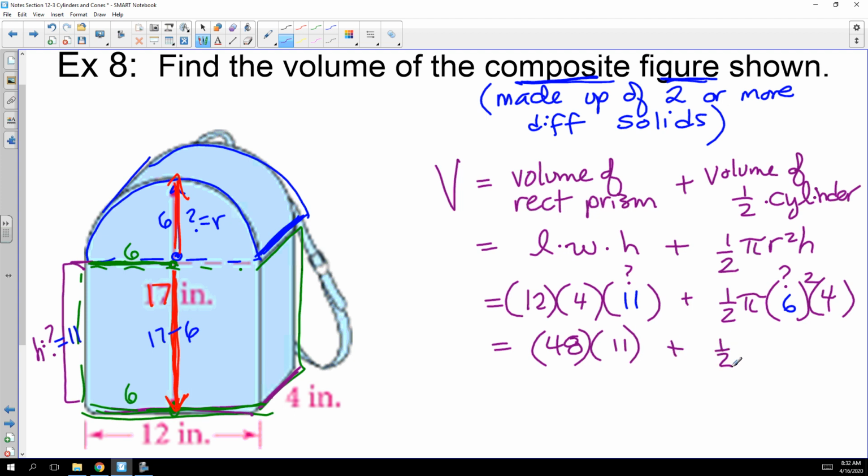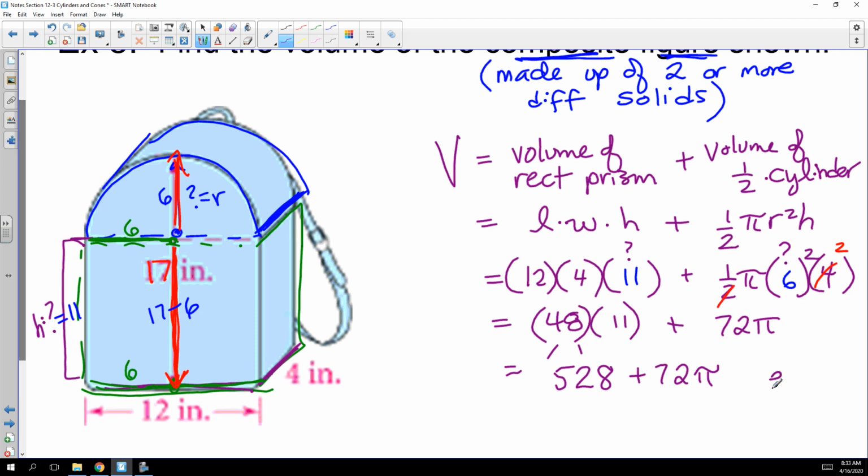I'm going to go ahead and cancel that 1/2 with the 4 just to make it a lot easier, right? That would be easier to do because then I end up with 36 times 2, which would give me 72 pi. And I like a little trick for multiplying by 11 where you split the digits and you get an 8 and you add them and you get 12, and that carries over to make the 4 into a 5. So 528 plus 72 pi, that would be an exact, right?